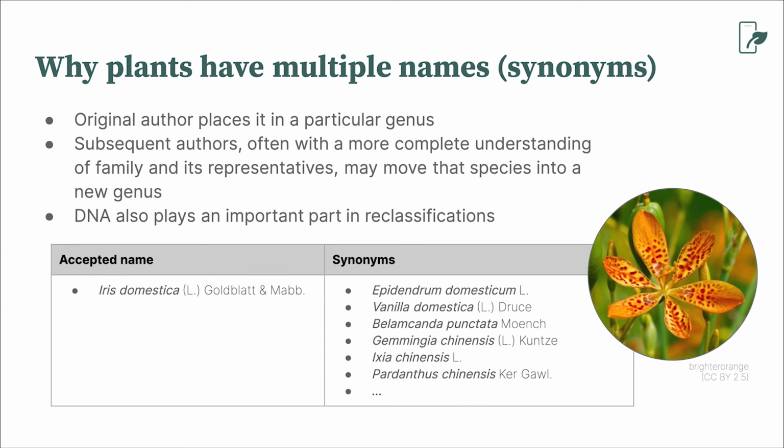And this is because over the years, people have come along and thought, oh, actually, no, it's not a Pardanthus, it's an Ixia. Or actually, no, it's not an Ixia, it belongs in the Gemmingia genus, etc. So this is a curious example because people thought it was an orchid at first. So vanilla and Epidendrum, they're actually orchids. People thought this was an orchid, but only about 15 years ago, people decided it wasn't an orchid, it's actually an iris. And through things like DNA, there's a lot more objective evidence, basically. So that's a fascinating story of synonyms. Just a side comment there.